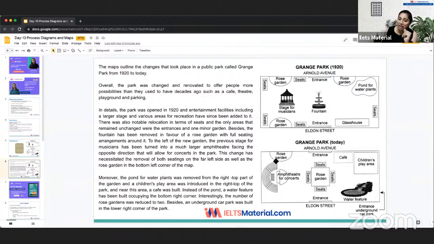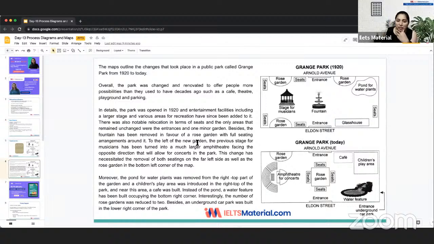There is a cafe. They have reduced the rose gardens from 3 to only 1. Sorry, there are 2 rose gardens. Earlier, there were three rose gardens, but they were at the corners on the northern side and on the southern side. But now they have one in the middle and one on the northwestern side. So you can describe these in this way as well.